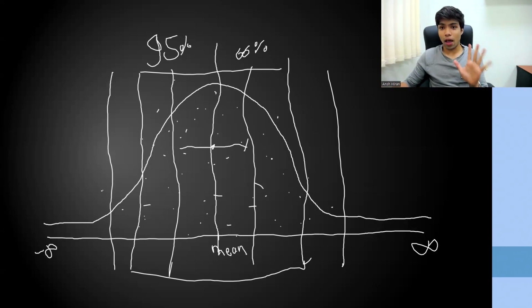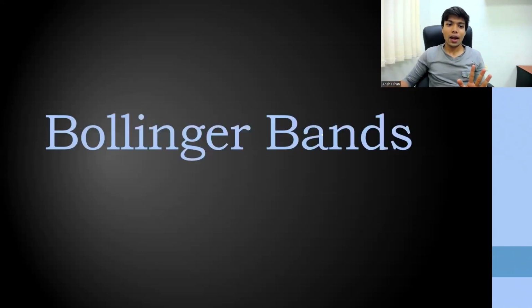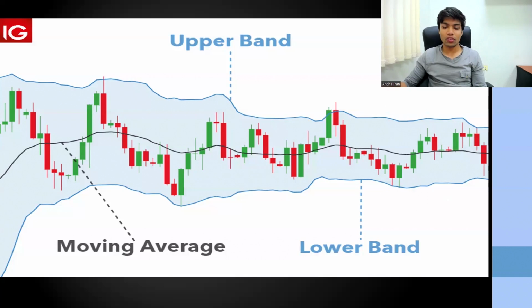Correct? Now, if you have this much knowledge, that's more than enough for me if you understand this. Now, what are Bollinger Bands? Bollinger Band is nothing but a standard deviation band. That means what?